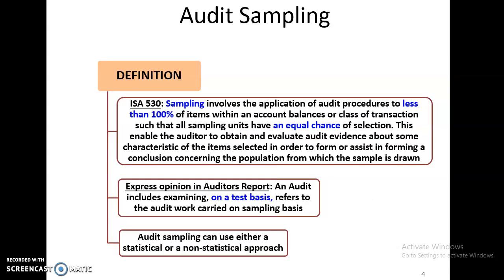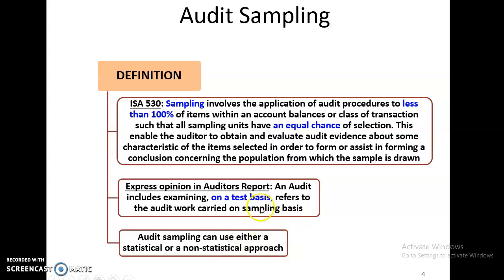Okay, before we go further, it is good if we can understand what does sampling mean. Sampling in a simple term refers to the process of getting evidence to a certain amount that can reflect the population. Population means the whole transactions.